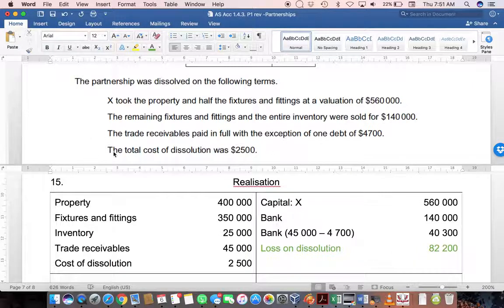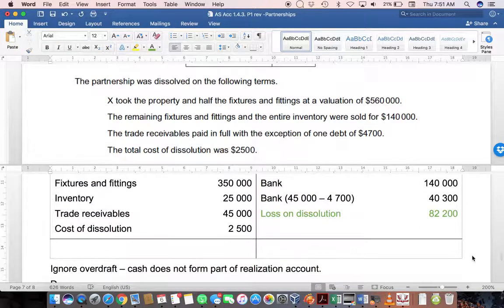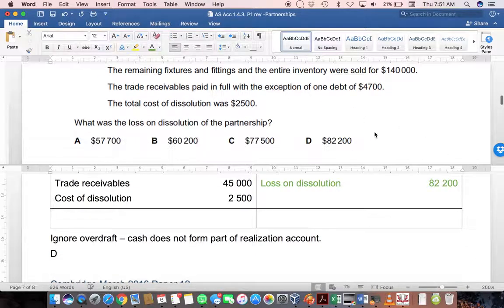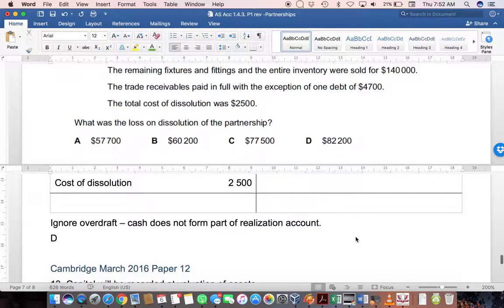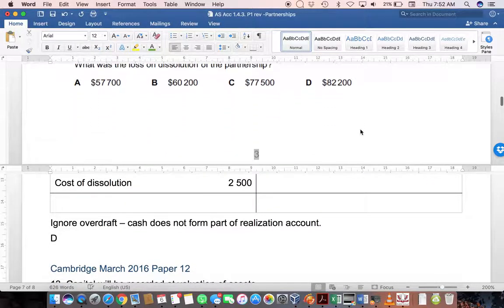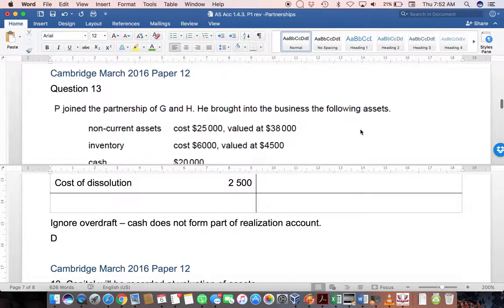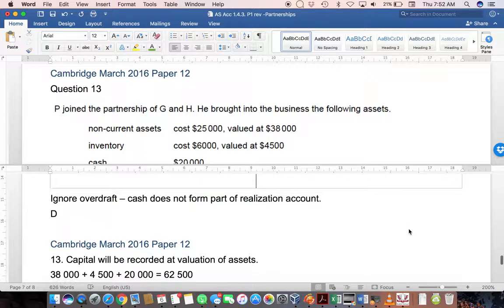Loss on dissolution is going to therefore be, the cost of dissolution you need to put in first. The $2,500 can come in on the debit side over here, and then you show the loss on dissolution as a missing figure. You can then find that as your answer, and you will see that it is option D. It's always lovely when your answer comes out as an option. You can't always assume that it's right, but there is a good chance.